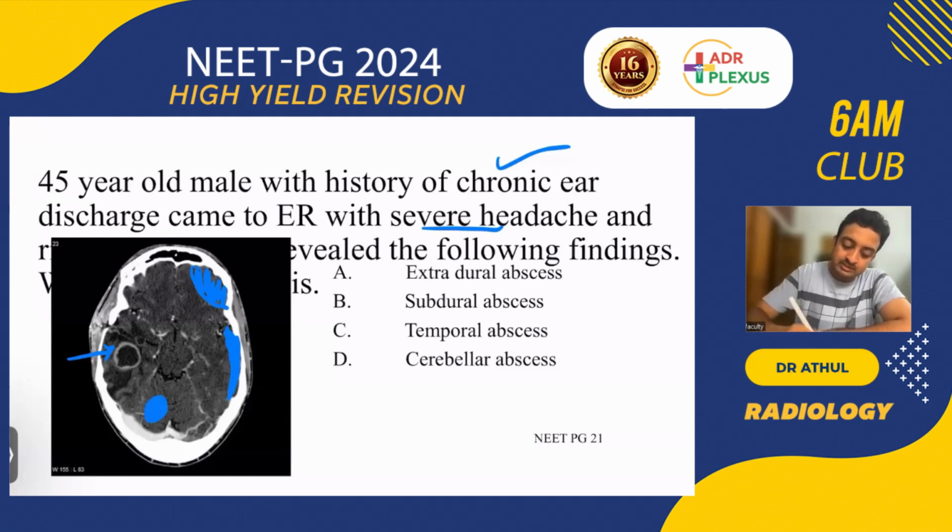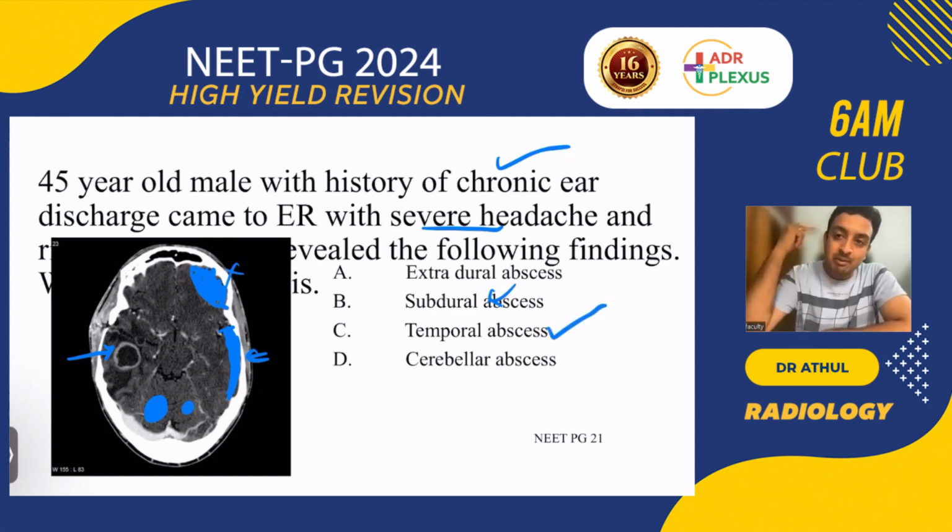If it is an extradural abscess, just like extradural hemorrhage, it should look biconvex, like a lemon. So it is not an extradural abscess. If it is a subdural abscess, it should be concave or convex like this. A cerebellar abscess should be in the cerebellum. This is the cerebellum, so this is a temporal abscess. And you know, temporal abscesses are complications of otomastoiditis. When there is otomastoiditis, these patients are prone to developing a temporal abscess. So that is the concept.